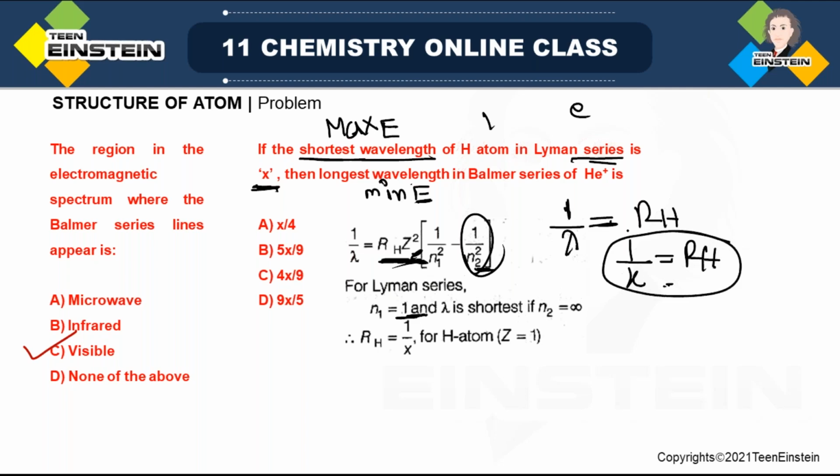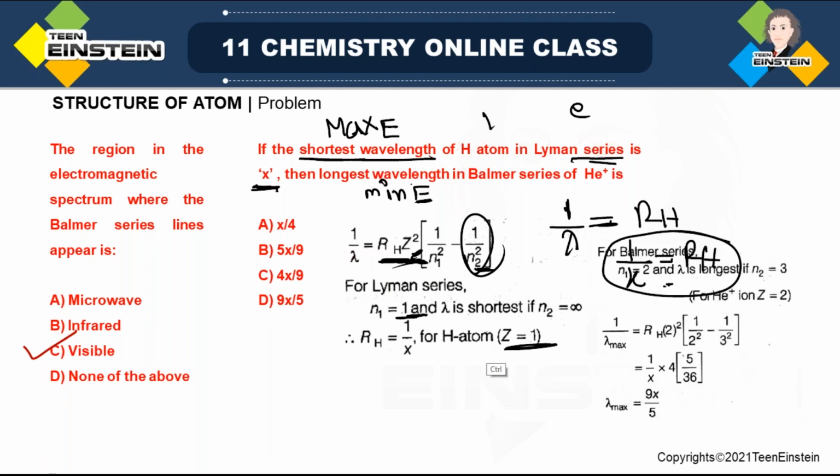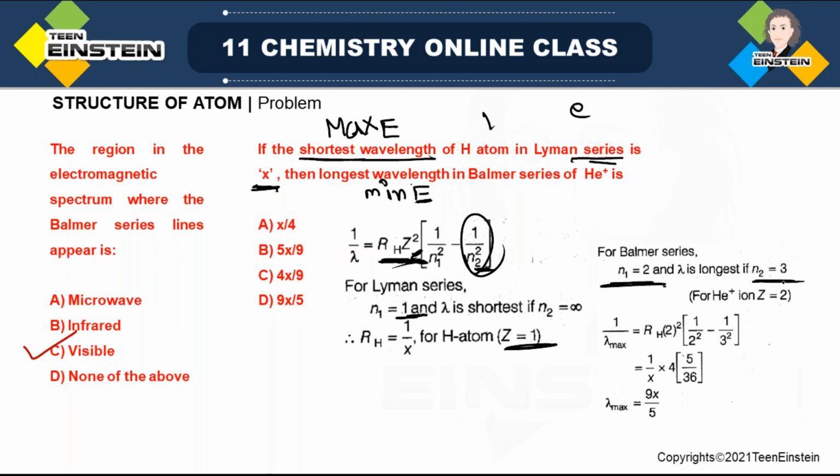So this is the value of Rydberg constant. Z is 1. Same thing you have to do for Balmer series. And also remember, it is not for hydrogen, it is for helium. Now for Balmer series, n1 is 2. Lambda is longest, that means minimum energy, which is possible when you consider n2 as 3.